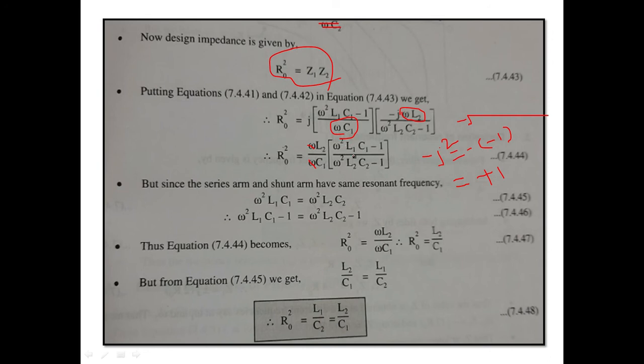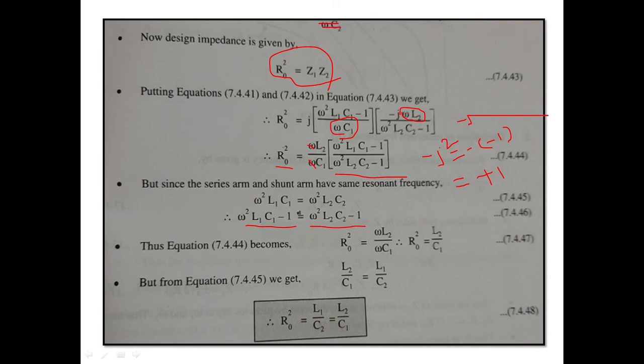That's why (ω²L1C1 − 1)/(ω²L2C2 − 1). That's why R0² is equal to this equation, with ω²L1C1 − 1 and ω²L2C2 − 1. So what we do here is that the series arm impedance and the shunt arm impedance should be given. That's why L1C1 is equal to L2C2. That's why this term ω²L1C1 − 1 is equal to ω²L2C2 − 1.